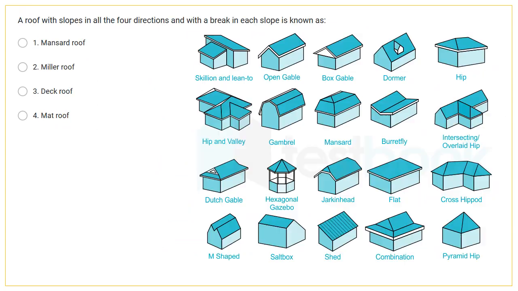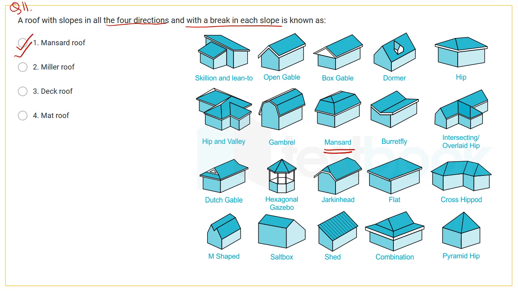The next is question number 11. A roof with slope in all four directions, with break in each slope, is known as... if slope is present on each of the four directions and with a break, then that roof is nothing but a mansard. So here option number first is correct.